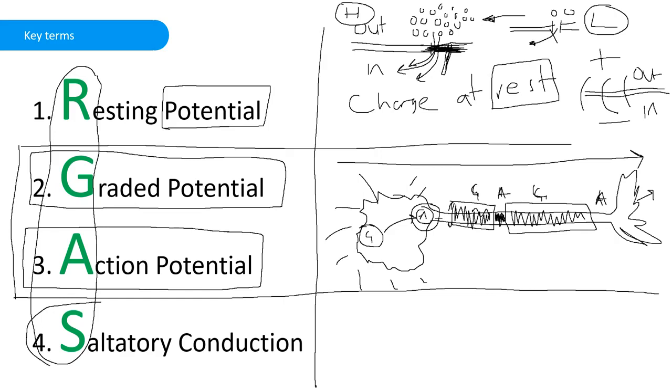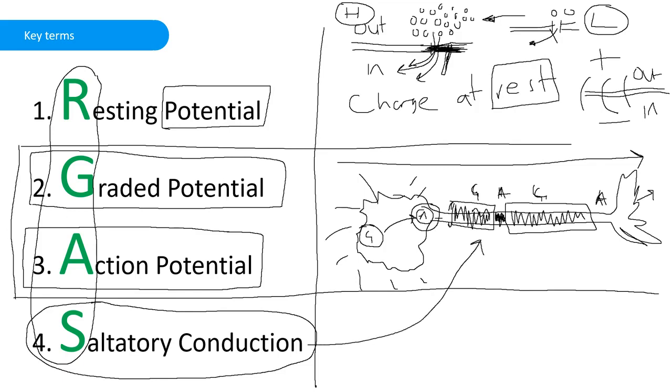Finally, saltatory conduction. Saltatory conduction is just a term that describes this, i.e. going from a graded to an action, to a graded to an action, to a graded to an action along the axon. So this is just a term that describes these 2 alternating from one to the other. It's not a process on its own, it's just a combination of the processes. So really these 3 things are going to be the most important things to understand.